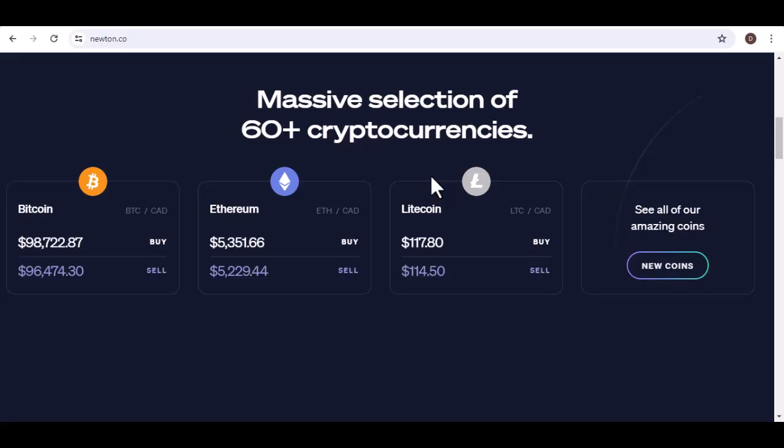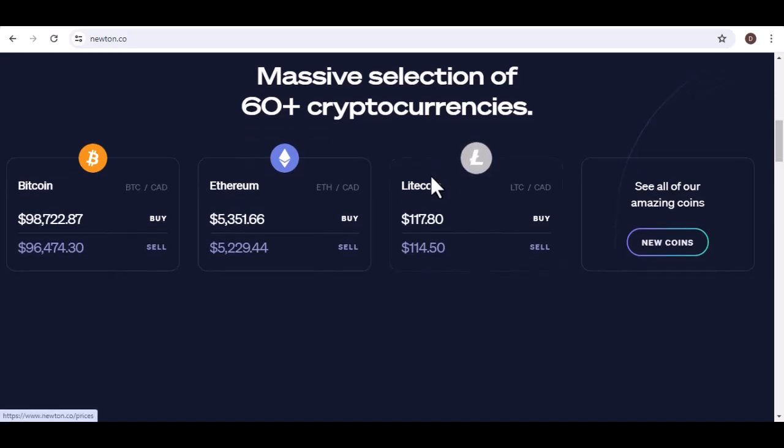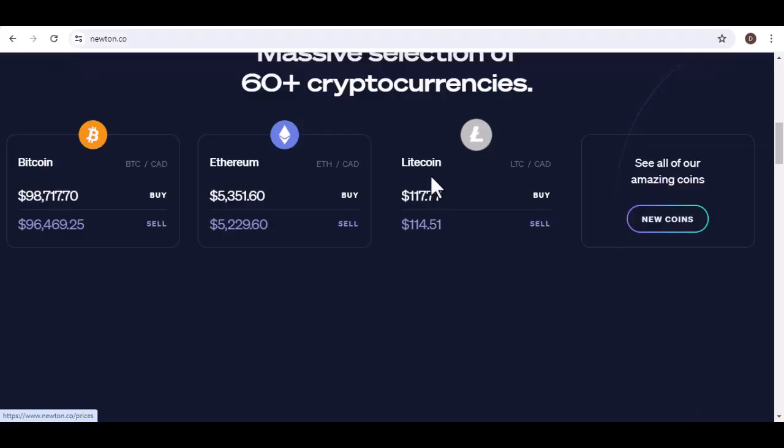And that's it. In 4 simple steps, you've added the Newton Protocol token to your crypto portfolio on Binance. Make sure you move your newly acquired NEWT to a secure cold wallet if you plan to hold it long term.